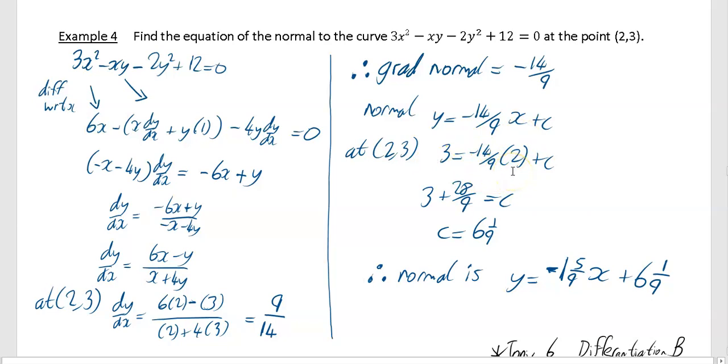Minus 14 over 9 times 2 is minus 28 over 9. Bring that minus 28 over 9 to the other side, it becomes plus 28 over 9. So 3 plus 28 over 9 is equal to your c, which works out to be, hopefully, 6 and 1/9. And the last bit then, you've got your c, you've got your m, so therefore your normal is y equals, so that's just my minus 14 over 9, so y is equal to minus 1 and 5/9 x plus 6 and 1/9, and that's it.